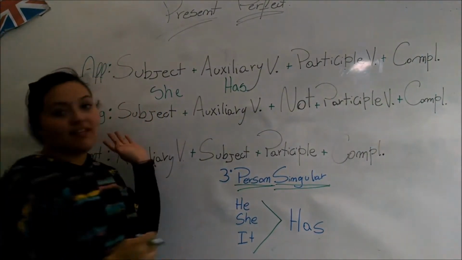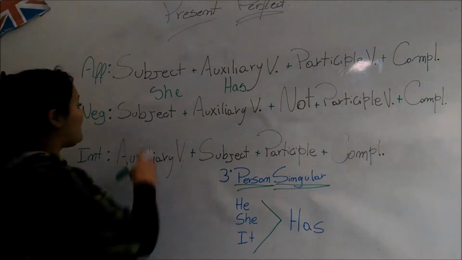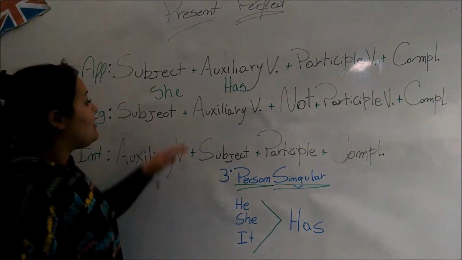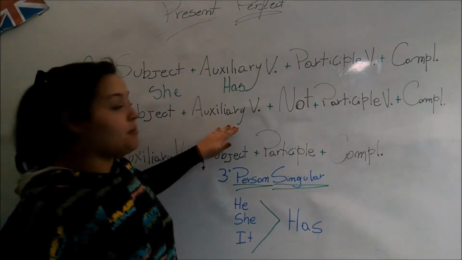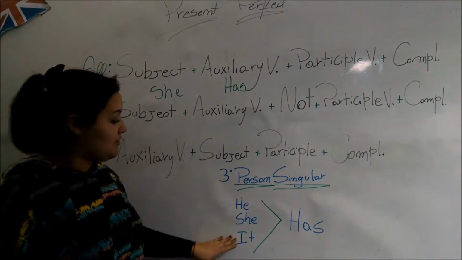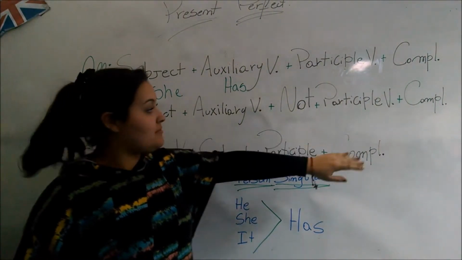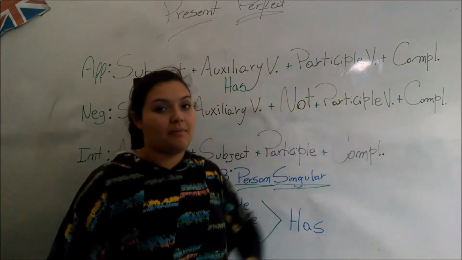Then we have the negative form, that again in the first position we have to put a subject. Then our auxiliary verb, that is have, or in the case of the third person singular we have to put has. Then not, participle verb, and a complement.